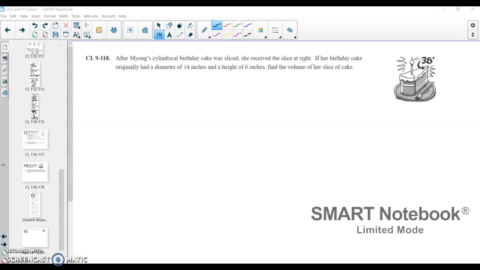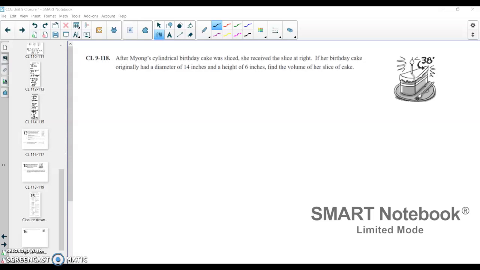Alright, here's the last problem on the homework, problem 9-118. The question is asking us to find the volume of just that slice of cake. And to do that, we're going to need to find the volume of the whole cake first. Alright, and so that's where I'm going to start.